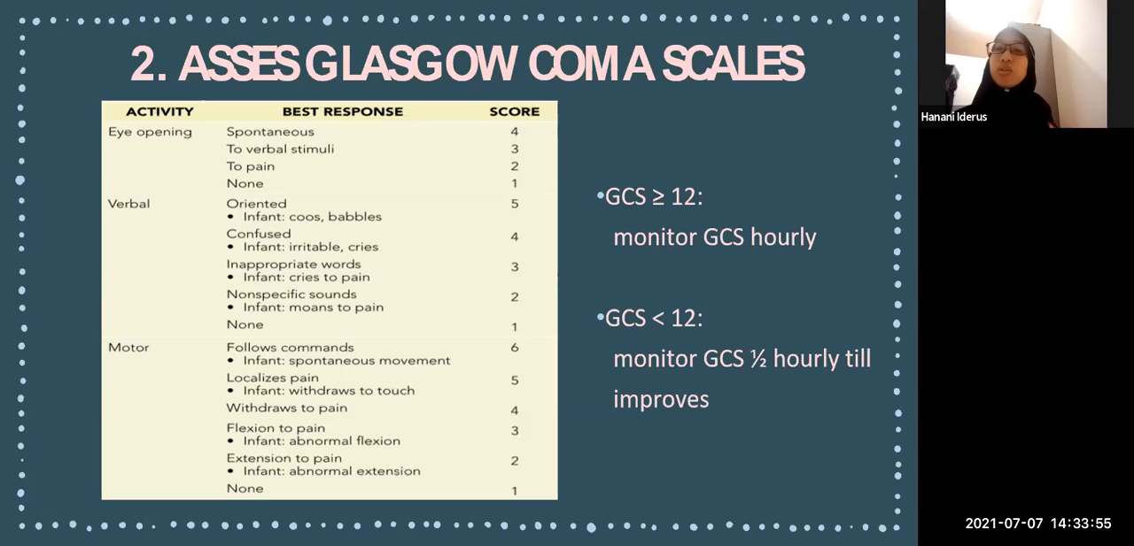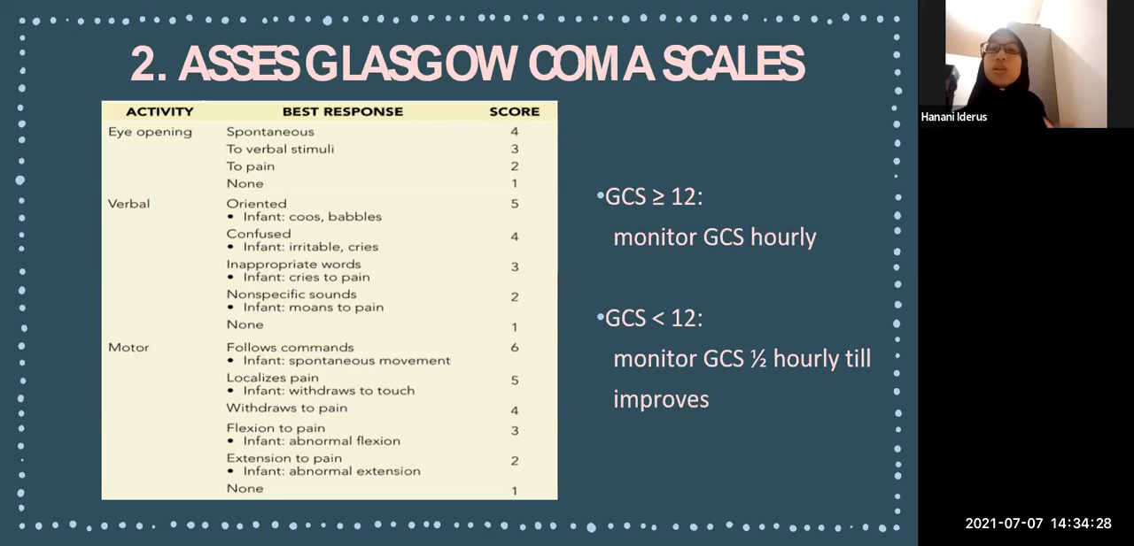If it's confused, the patient may be irritable, or in the case of inappropriate words, an infant may cry to pain. For the non-specific sounds in adults, it is similar to infants, who are moaning to pain. In the none case, it's the same, meaning that the child is silent and not making any sound. And then for the motor part, for the infant it is also a bit different. You can read it in the table.